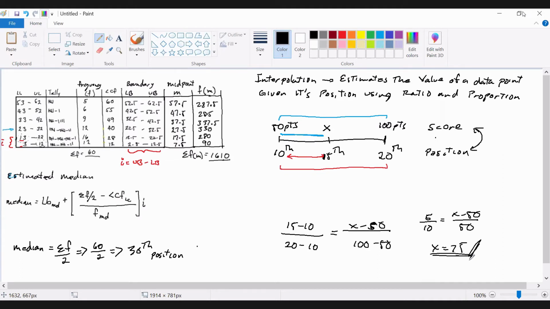Okay, so that's what we are aiming for. This is what we call interpolation.